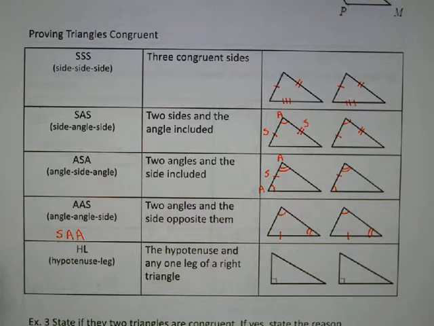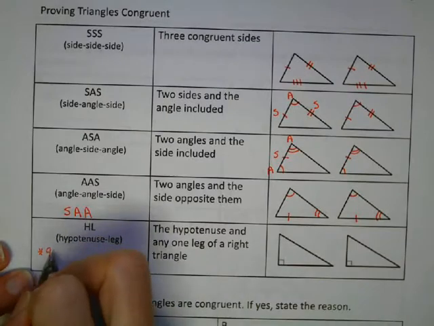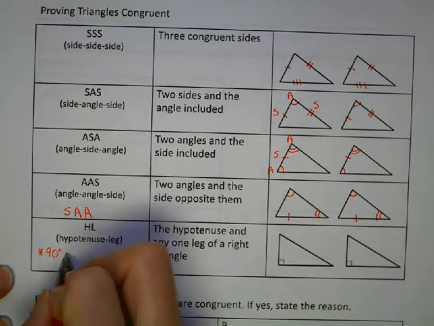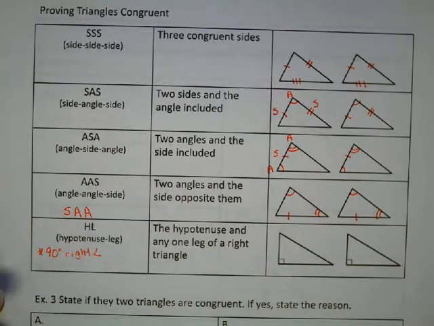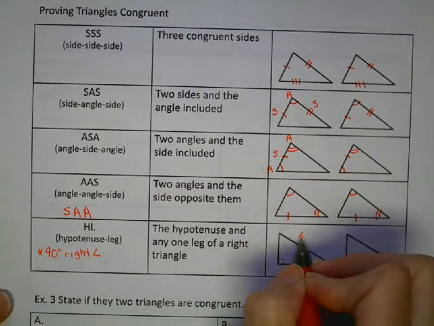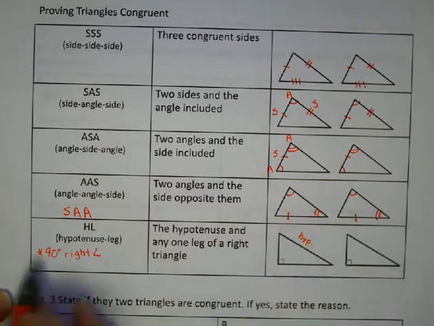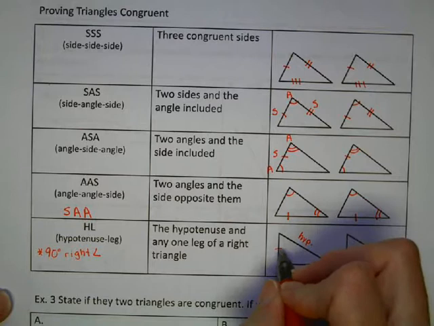The next one is called hypotenuse leg. You think about the only time you ever have a hypotenuse is if you have a 90-degree angle. So you can't have this one unless there's a right angle in the picture. It's the only time you have hypotenuse leg. A hypotenuse is located across from the right angle. The other two sides in a right triangle are called the legs. So you would need to mark one of the legs and the hypotenuse.